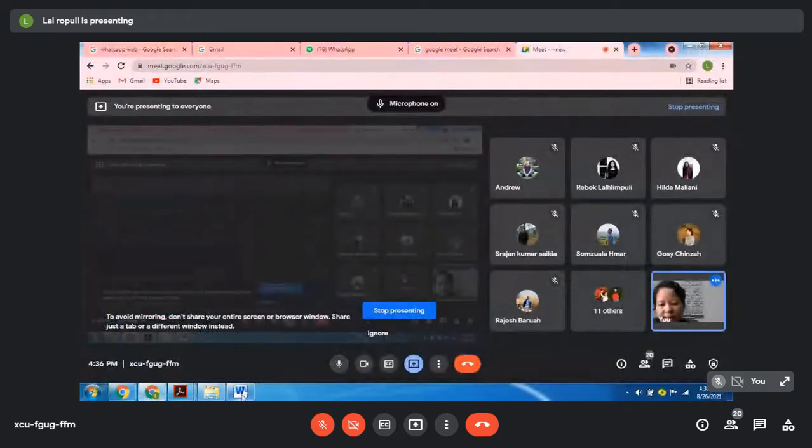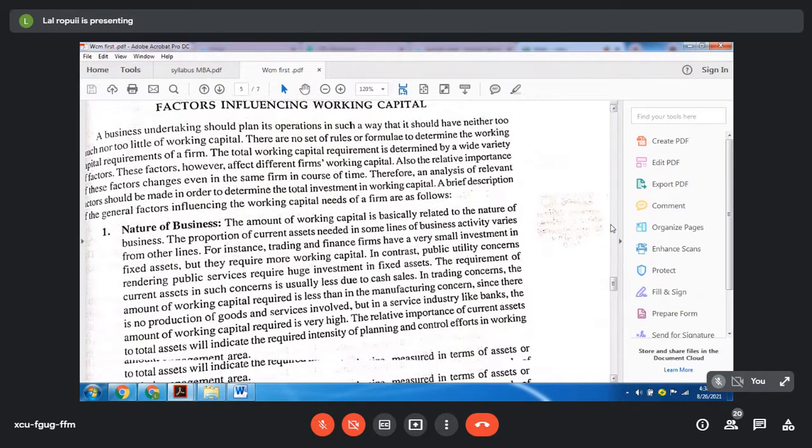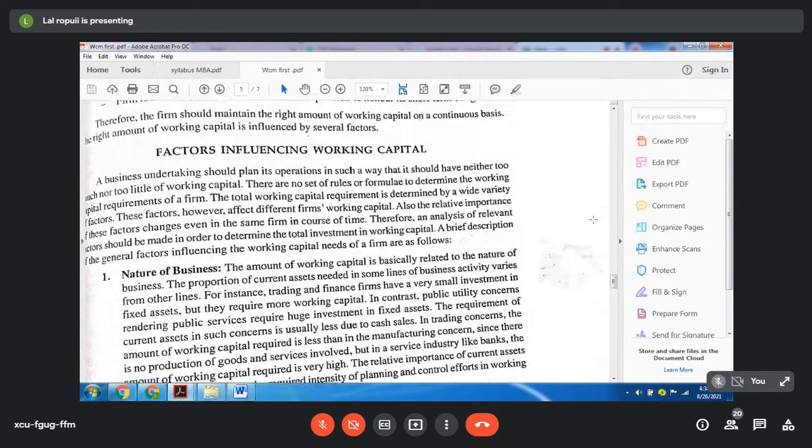This is my slides. The next topic that I wanted to focus on is factors influencing working capital. We know that we need working capital, but there are certain factors which determine the amount of working capital that the business requires. So what are those factors? We will just see what the factors influencing working capital are, then we will finish the class for today.